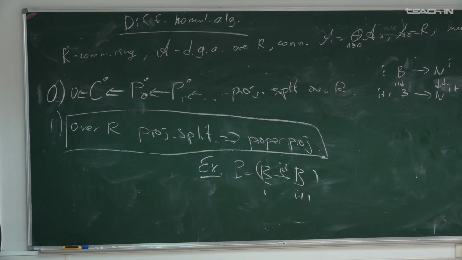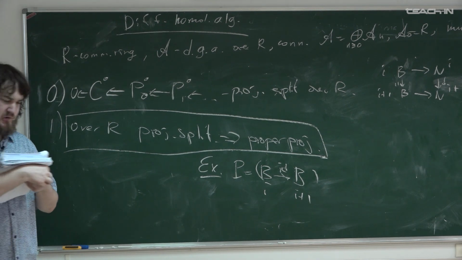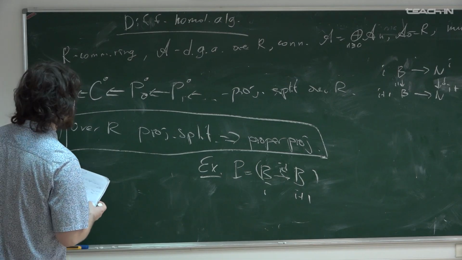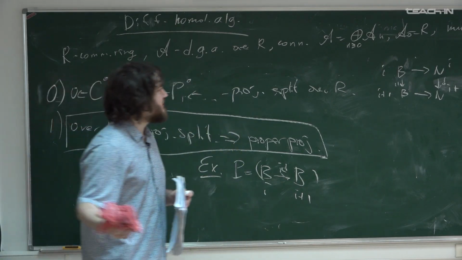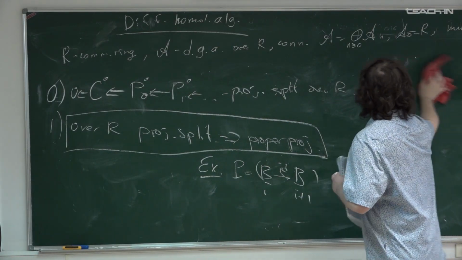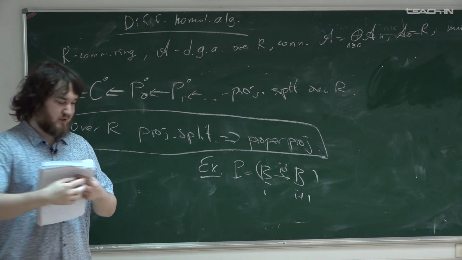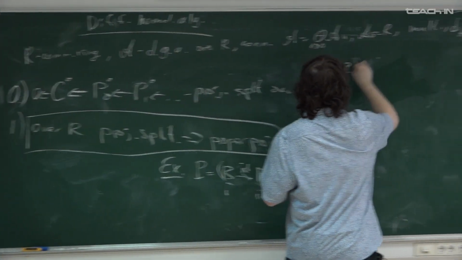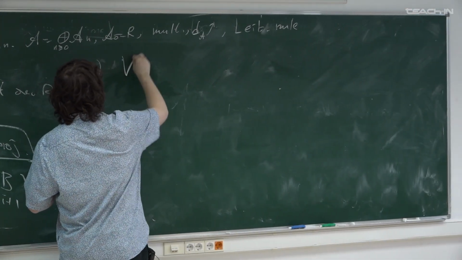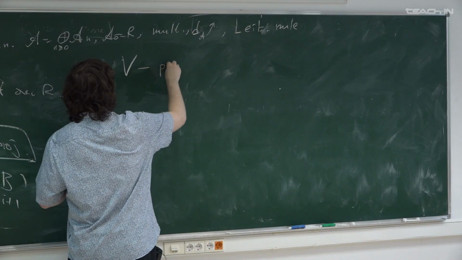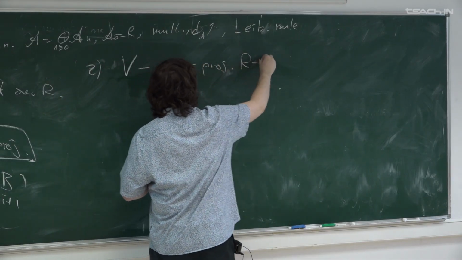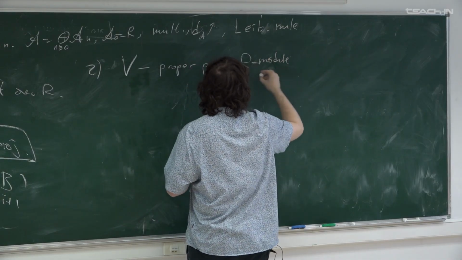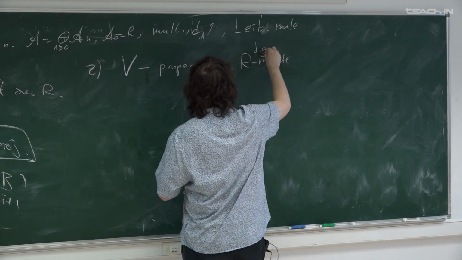Now let's consider over A. The second observation is that it's always all. Now let V be a proper projective R module. No, differential graded module. R differential graded module. So cochain complex.